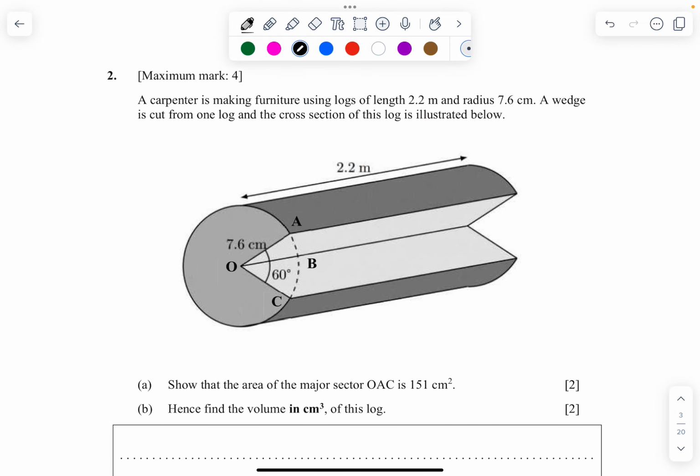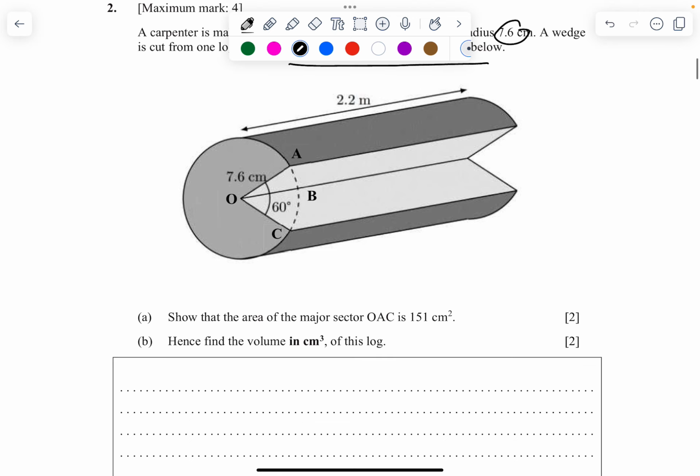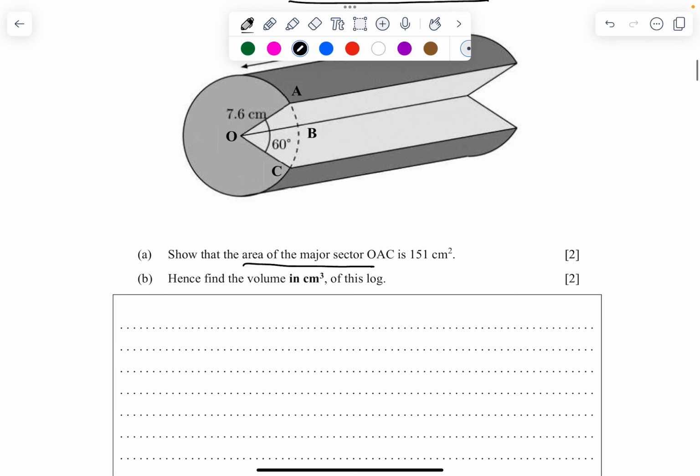Coming to question number 2. A carpenter is making furniture using logs 2.2 meters and radius 7.6 centimeters. So this is in meters and this is in centimeters. A wedge is cut from one log and a cross section is illustrated below. Show that the area of the major sector.